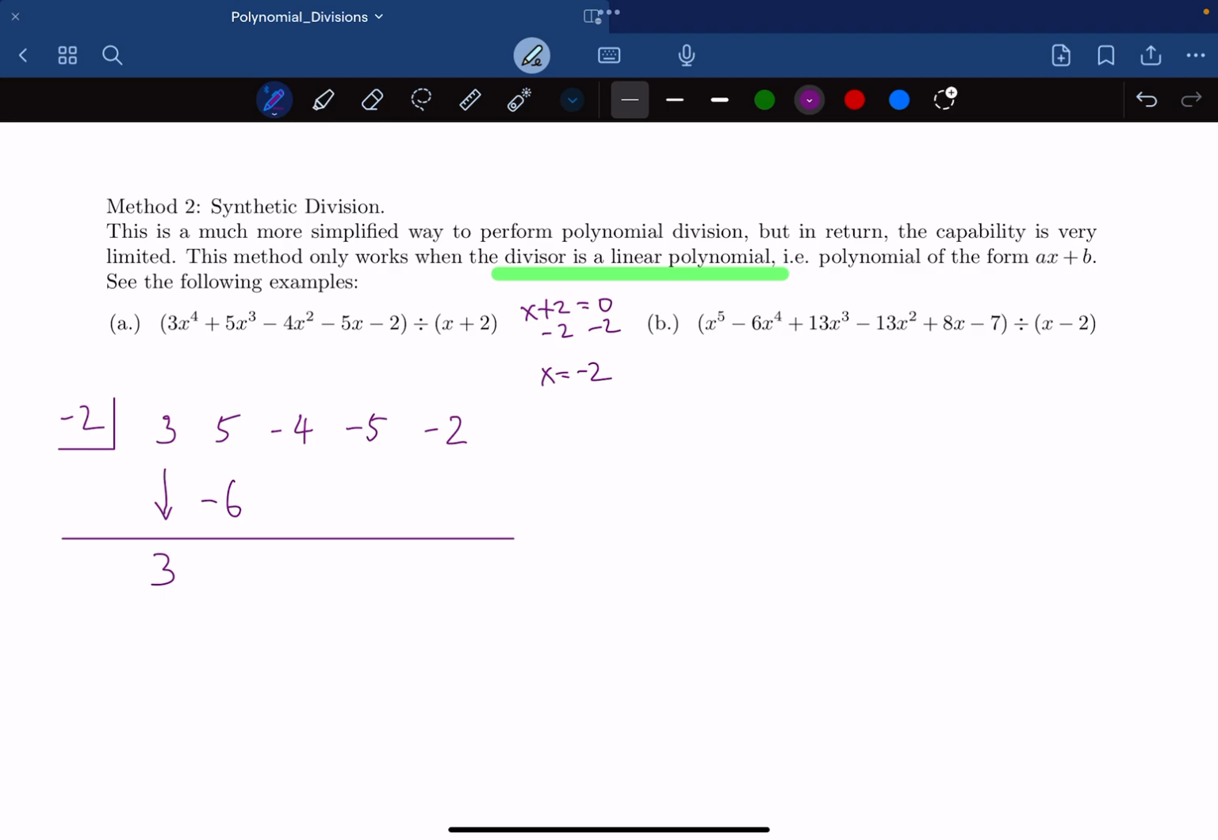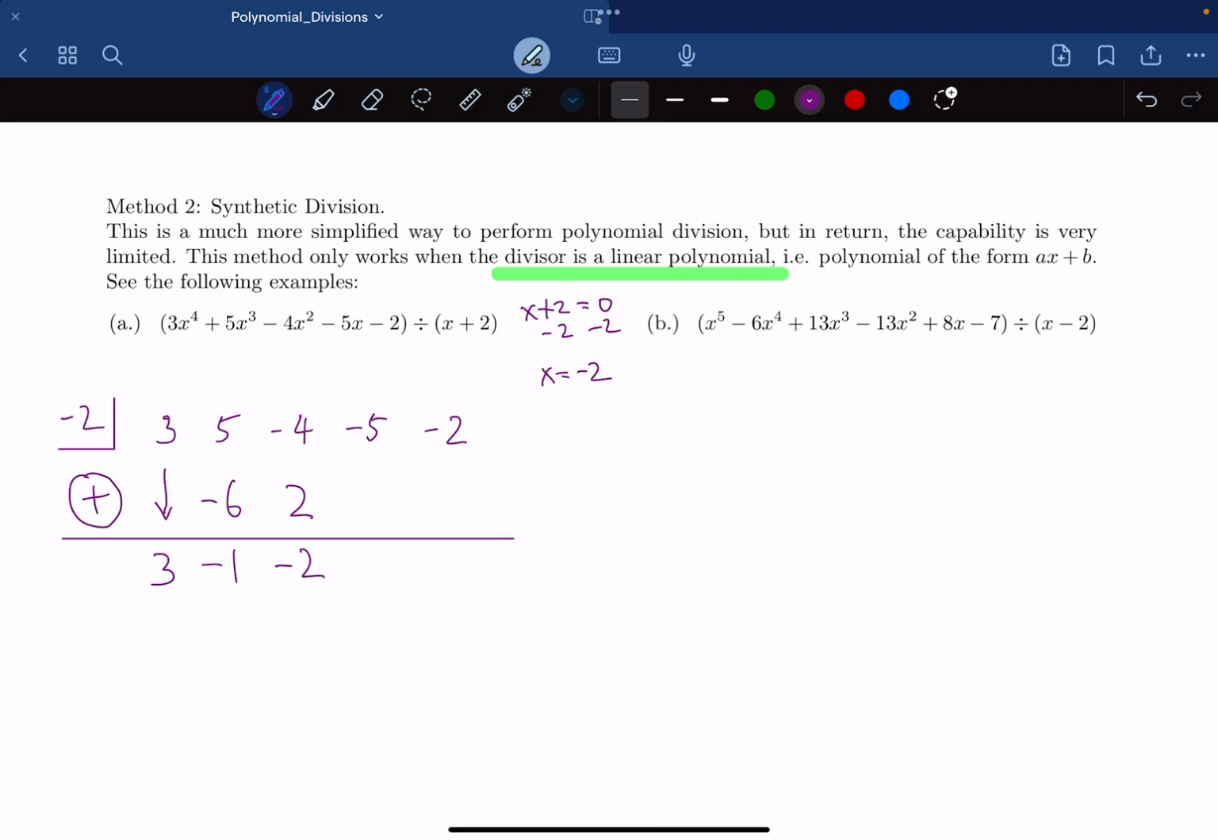This time, the interaction between the two rows is plus. So 5 plus -6 is -1. So that is my first step. I'm going to rinse and repeat that. So -2 times -1, I'm going to place that number here. -2 times -1 is 2. Okay. Once I have that number here, I'm going to do -4 plus 2, which gives me -2.